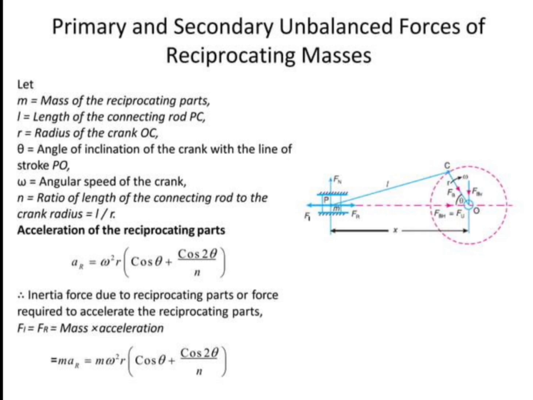The acceleration of the reciprocating part, a_R, is omega squared r times cos theta plus cos 2 theta by n. The cos theta term gives the primary force, and cos 2 theta by n gives the secondary unbalanced force acting on the cylinder. Therefore, the inertia force of the reciprocating part, or the force required to accelerate it, m a_R, is equal to m omega squared r times cos theta plus cos 2 theta by n.